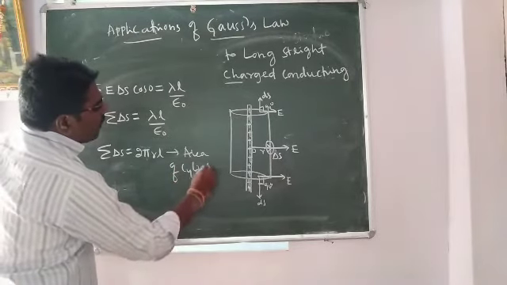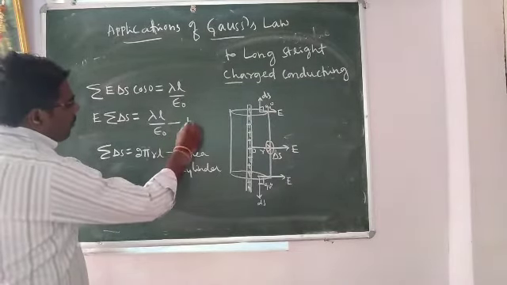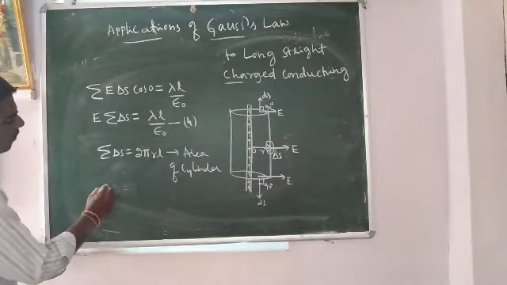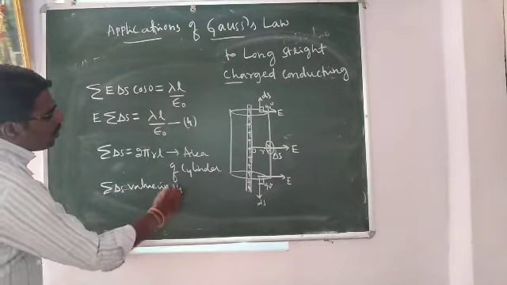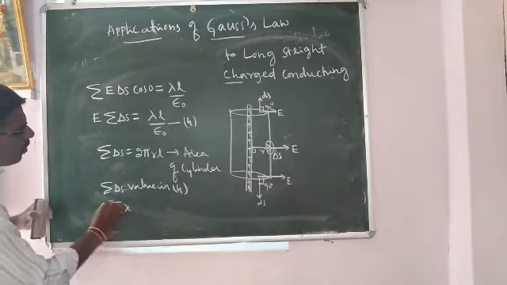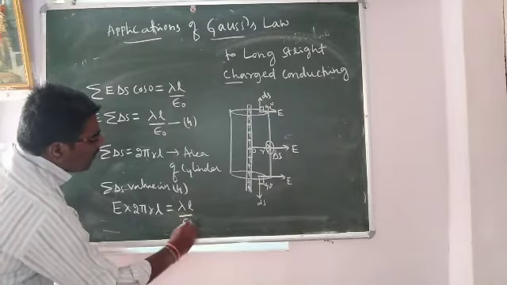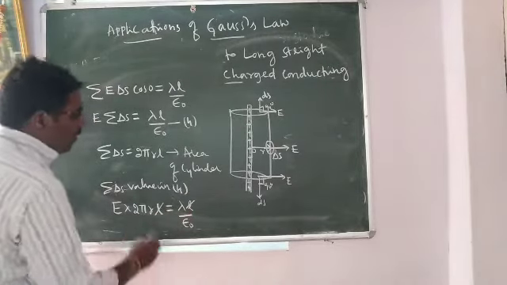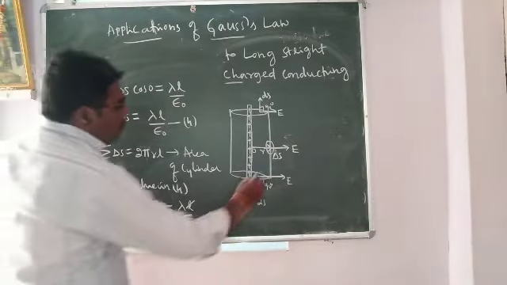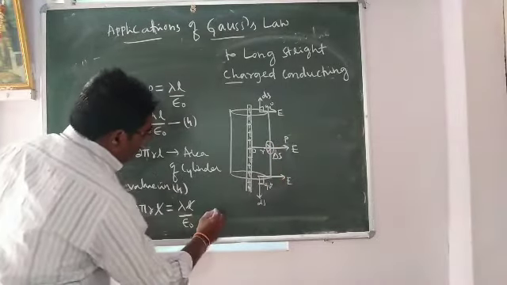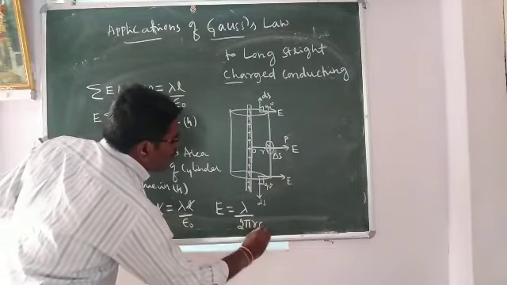Area of the cylinder or cylindrical surface. This is equation 4. Substitute this delta S value in 4: E into 2 pi RL is equal to lambda L by epsilon naught. L gets cancelled. The electric field due to an infinite length conducting wire at point P on the curved surface is lambda by 2 pi R into epsilon naught.